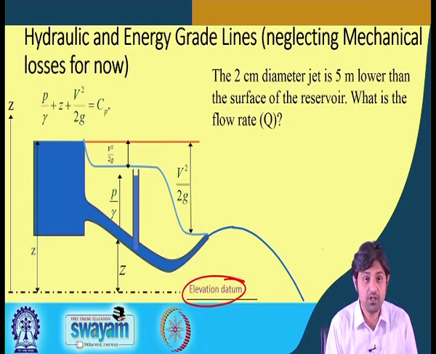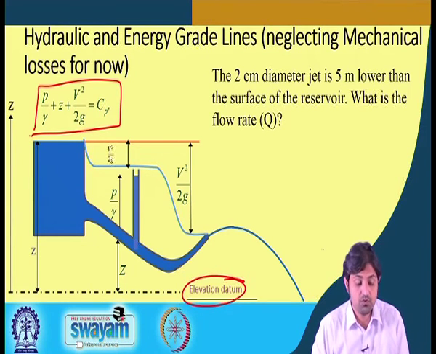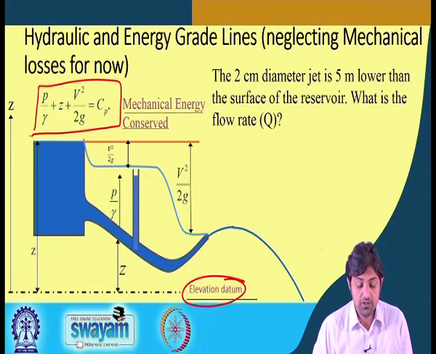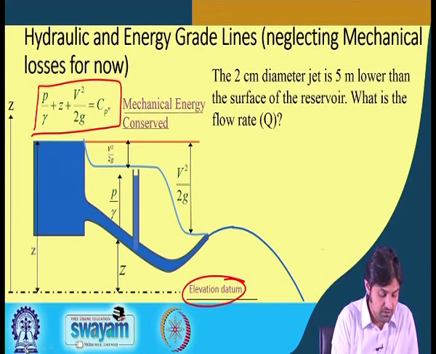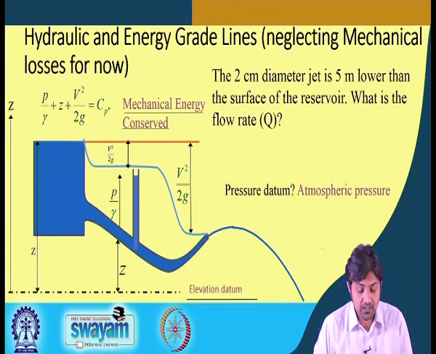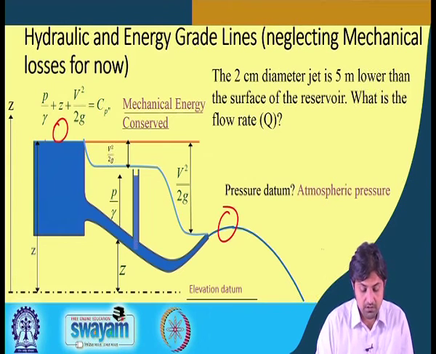So the Bernoulli's equation is P by gamma plus Z plus V square by 2g is equal to constant. We have to conserve the mechanical energy, that is the energy conservation. So to make it less cluttered, I will delete these annotations. So the pressure datum is atmospheric pressure, very simple, because both here and here it is atmospheric.